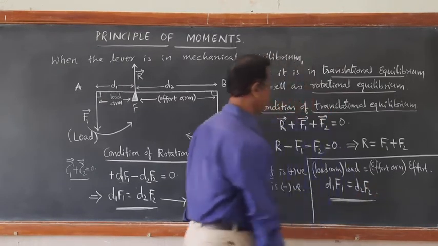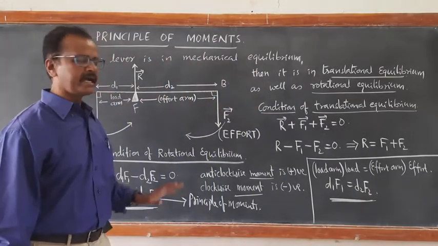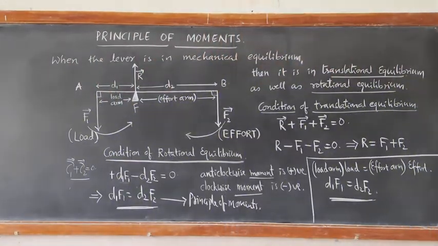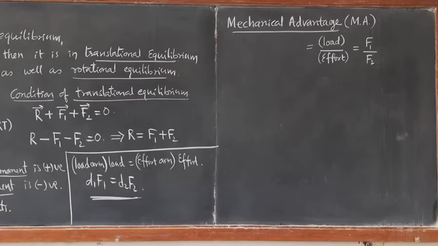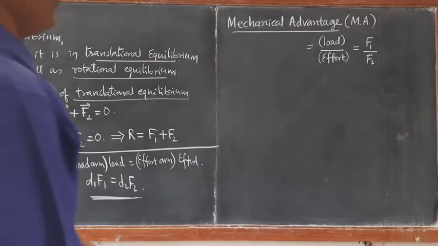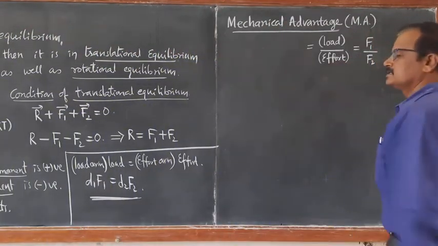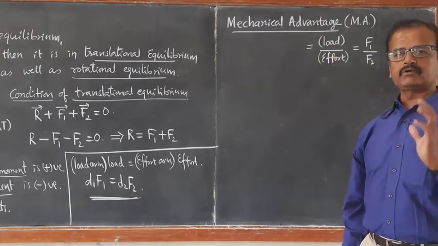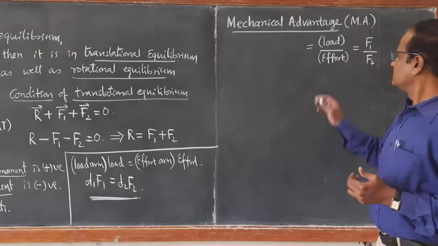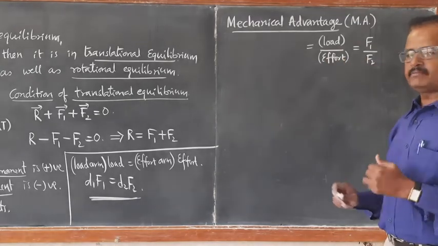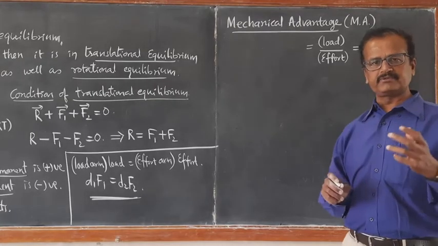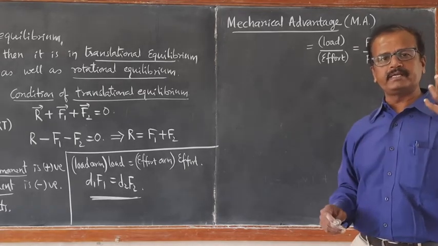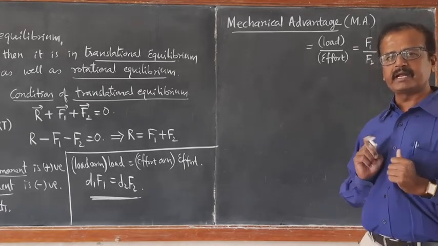Now from this we are defining one more important quantity. It is called mechanical advantage. Very interesting. Let us define what is mechanical advantage. Mechanical advantage is the ratio of weight of the load to the amount of effort. Both are forces only. Load is measured in terms of F1 from the diagram and effort is measured in terms of F2 from the diagram. So this ratio of weight of the load by the amount of effort is called as mechanical advantage.